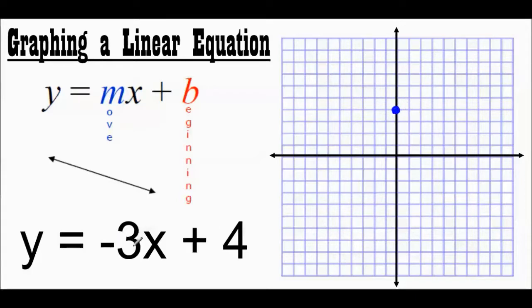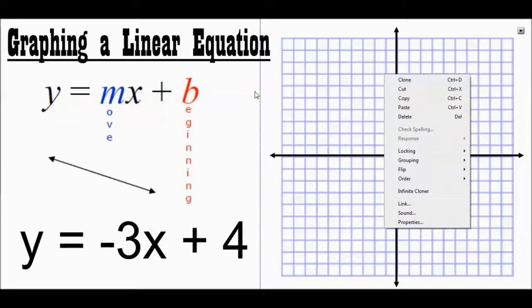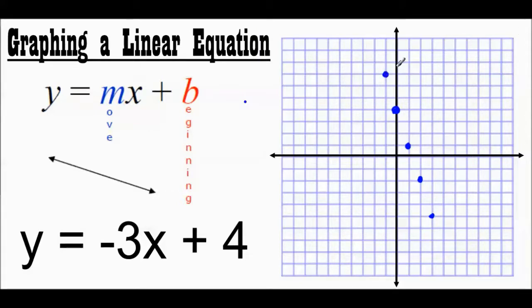And then I have a negative 3. So I'm going to go down 3, 1, 2, 3 over 1. Down 3 over 1. Now I could also go up 3 but left 1, and then that would also be considered a negative because left is a negative. And let's get our line going here. There we go. You want to extend it past your points just a little bit and then draw arrows on the ends of it to show that it extends infinitely in both directions.